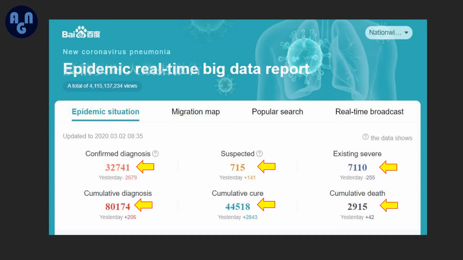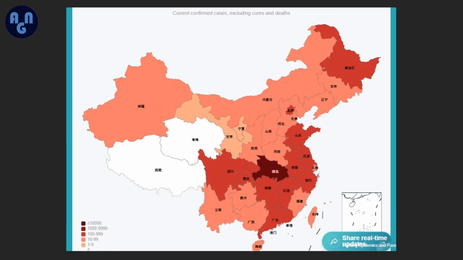And we have 715 suspected cases, up 141 from yesterday. That's pretty light. Cures are not really cures, those are recoveries, 44,518. Existing severe cases, 7,110. These are ICU cases, intensive care, and deaths now in China are up to 2,915.